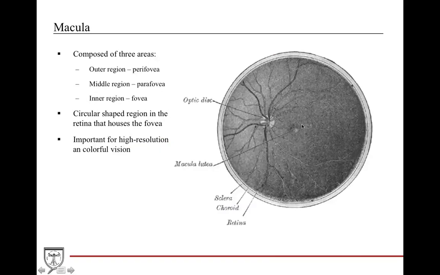Then we talk about the macula. The macula is a portion of the retina. It's visible in a fundoscopic examination. It has 3 different regions: the outer region, the middle region, and the inner region, called the perifovea, parafovea, and fovea. It's a circular shaped region that houses the fovea, go figure. It's important for high resolution and colorful vision. There's a high density of cones present in the macula, and it's located right here.